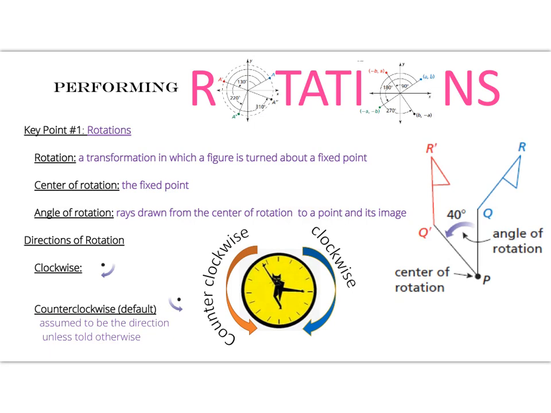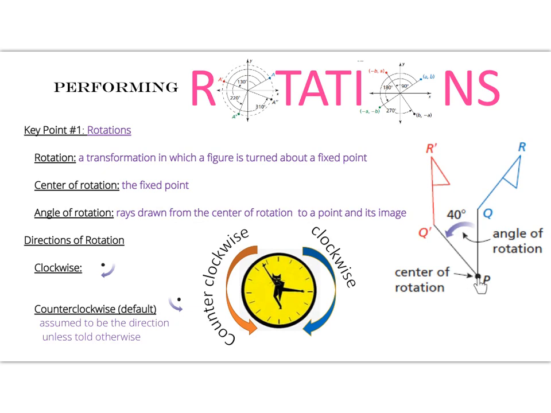All right, let's get some vocabulary understood and written down in our notes. Key point number one about rotations: a rotation is a transformation in which a figure is turned about a fixed point. That point is the center of rotation. And our angle of rotation is formed by the two rays drawn from the center of rotation to a point and its image. Here we can see an illustration of our new vocabulary words.